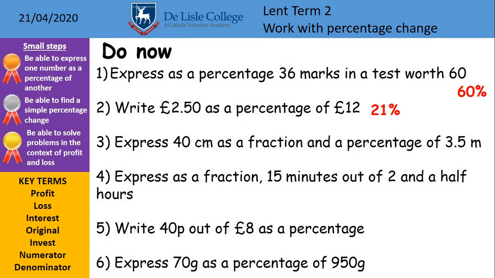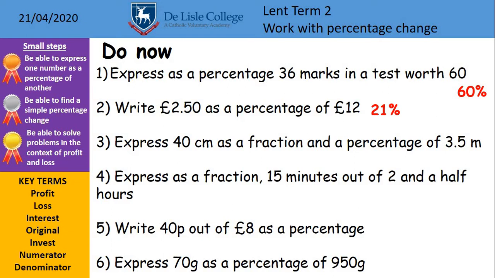20.8333, so 20.83 recurring. But for these questions, let's round to the nearest integer. So this would be 21. If you've rounded to one decimal place, that's fine. That would be 20.8. Or indeed, if you've written down the answer accurately, the question didn't specify, so 20.83 with a dot above the 3 is perfectly acceptable too.